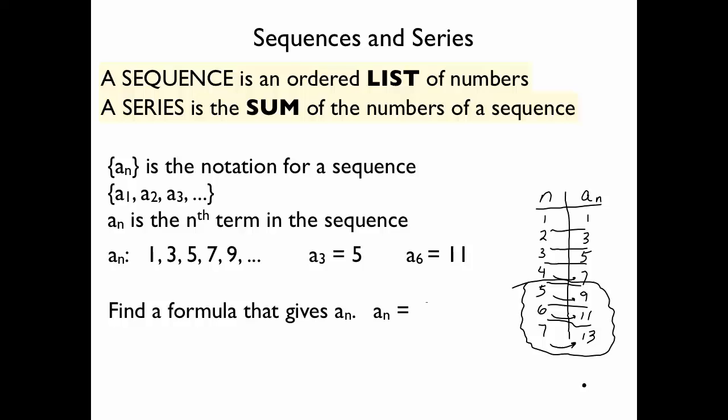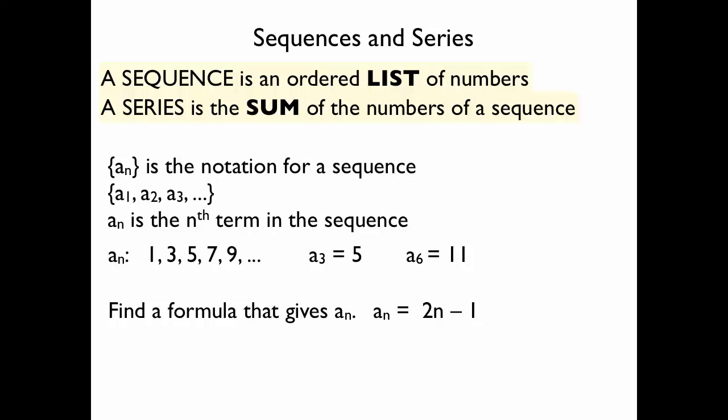What do you do to 6 to get 11 that you would also do to 7 to get 13? And that you would do to 5 to get 9, that you would do to 8 to get 15. So hopefully a lot of you have got it. You multiply by 2, subtract 1. So for the 1, 3, 5, 7, 9 sequence, the formula is 2n minus 1, which gives you the nth term of the sequence.